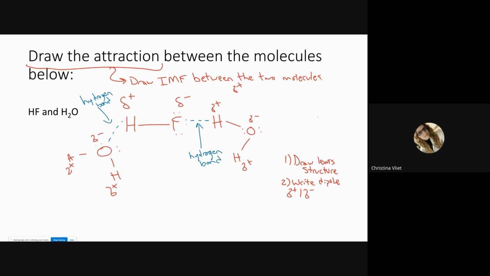So on Nearpod, draw the attraction between water and CH3F. You have to draw the Lewis structures, write the dipoles, and then orient the positive end of one molecule to the negative end of another molecule. So write the dipoles, and then what I had said but I didn't write is orient molecules in such a way where opposite charges attract.